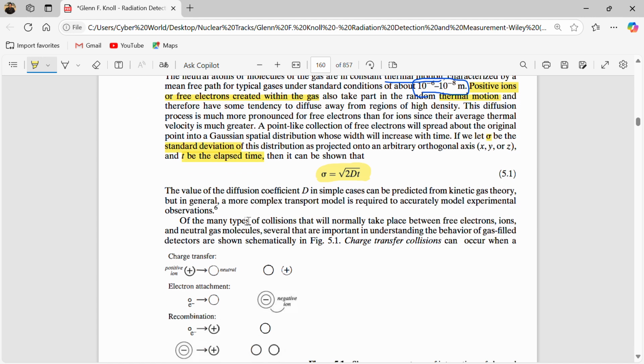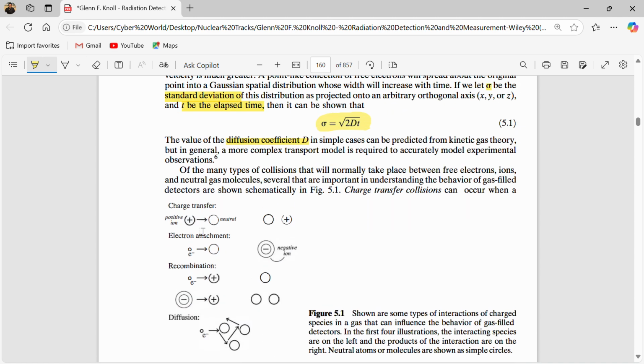Now move on to the value of the diffusion coefficient D. A simple case can be predicted from the kinetic gas theory, but in general a more complex transport model is required to accurately model experimental results. This value should be given for the diffusion coefficient of different materials, and it can basically be predicted by the kinetic gas theory.